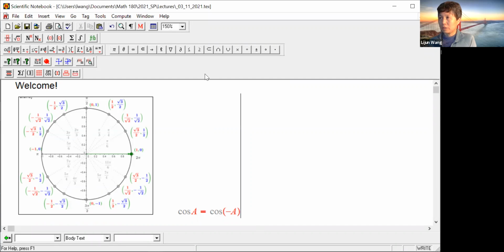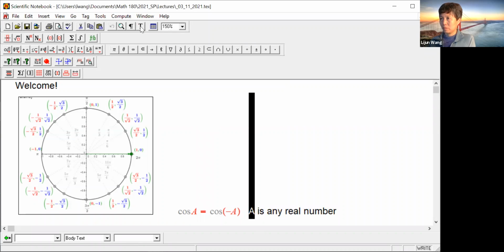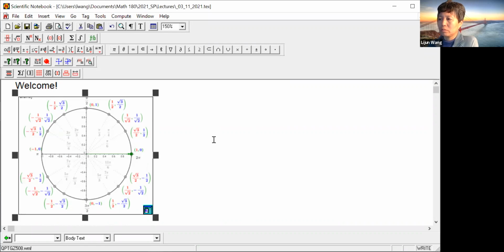Okay. So here, that's the cosine. So A is any real number. Let's look at tangent. For tangent, you really just look at the ratio, right? Because tangent is the blue divided by the red. Blue divided by red is tangent.